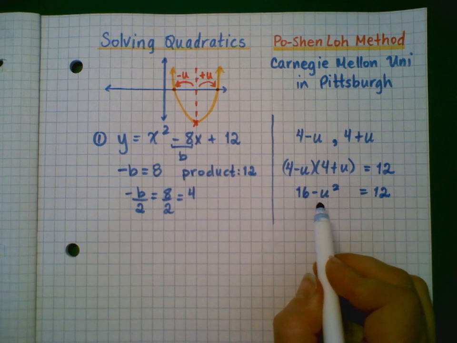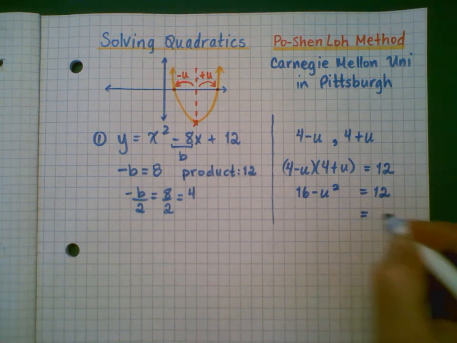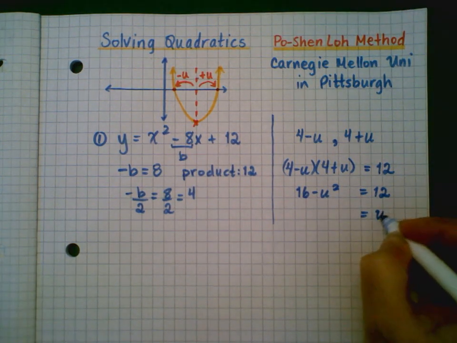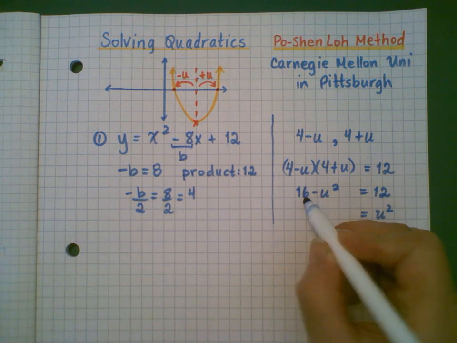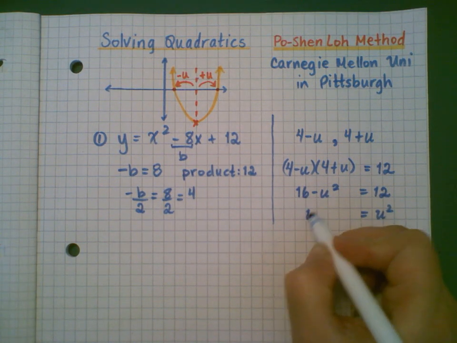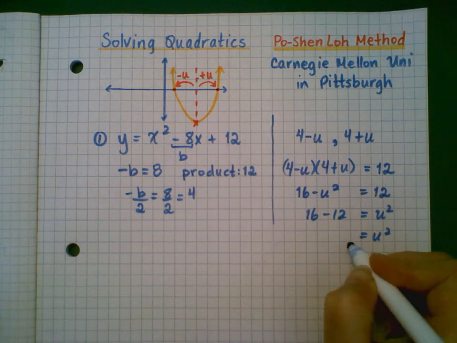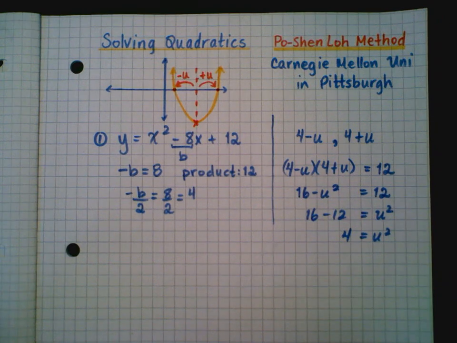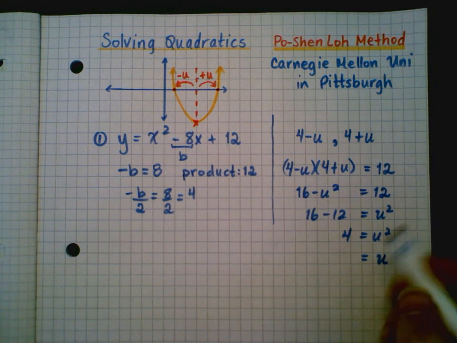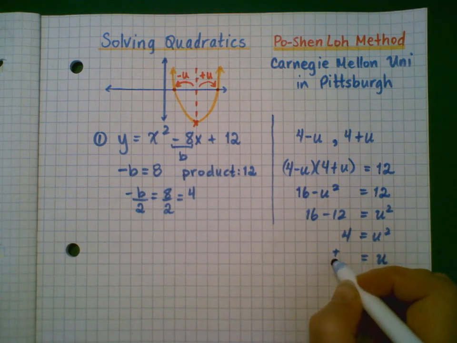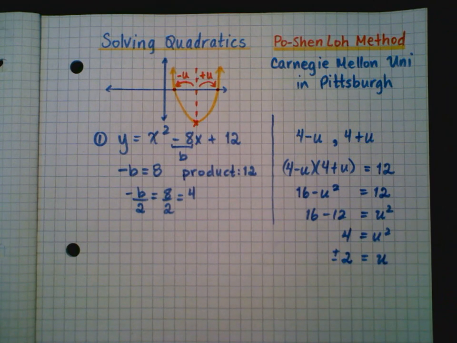With a little bit of algebra, we can rearrange to isolate for the u squared. So I'm going to bring the u squared over to the right, so it's positive. And I'm going to have 16 minus 12, which is 4. So far, so good. And we can solve for u. It's going to be plus or minus the square root of 4, which is 2.